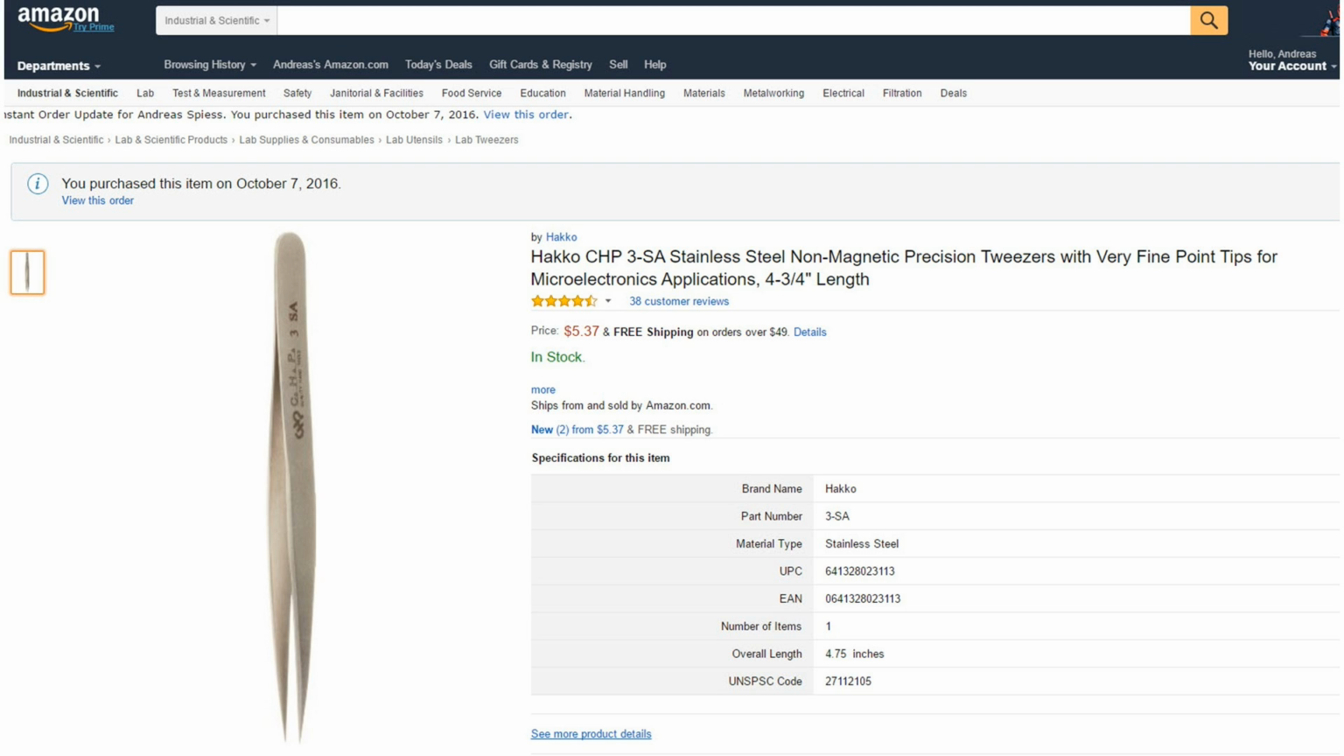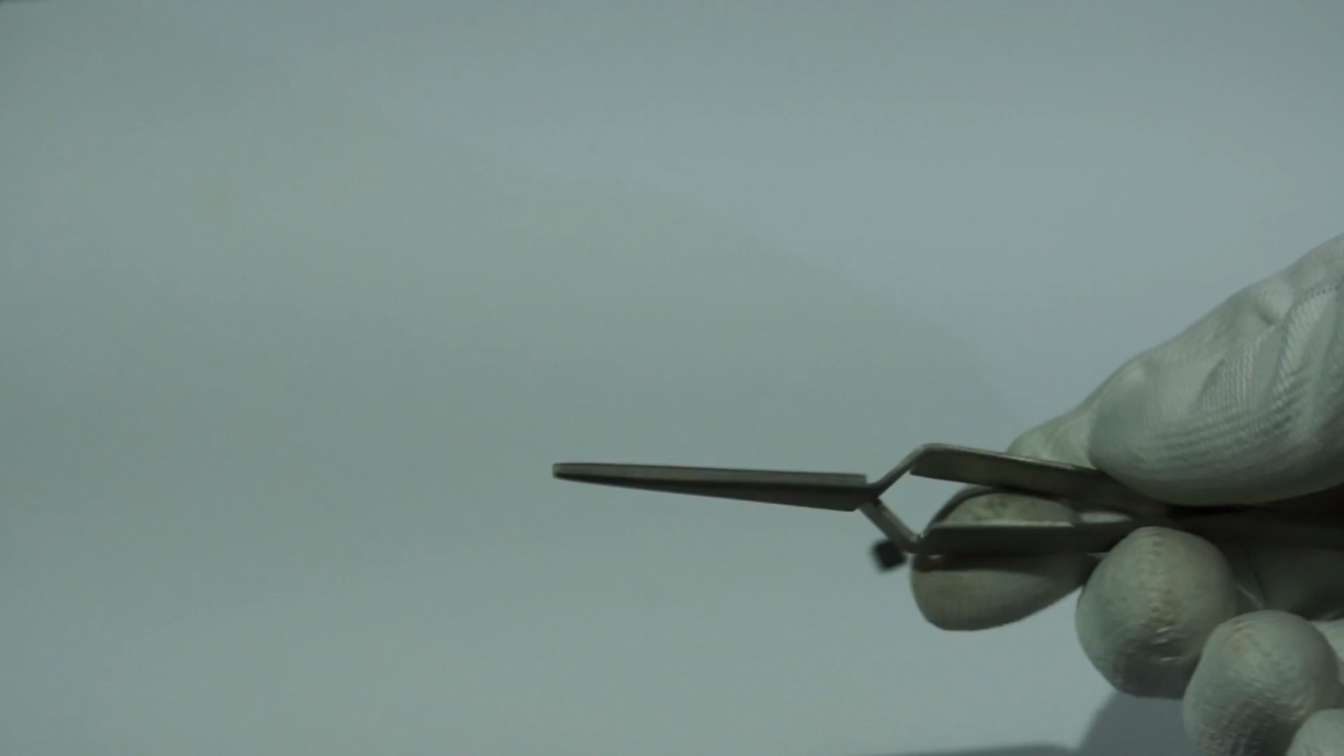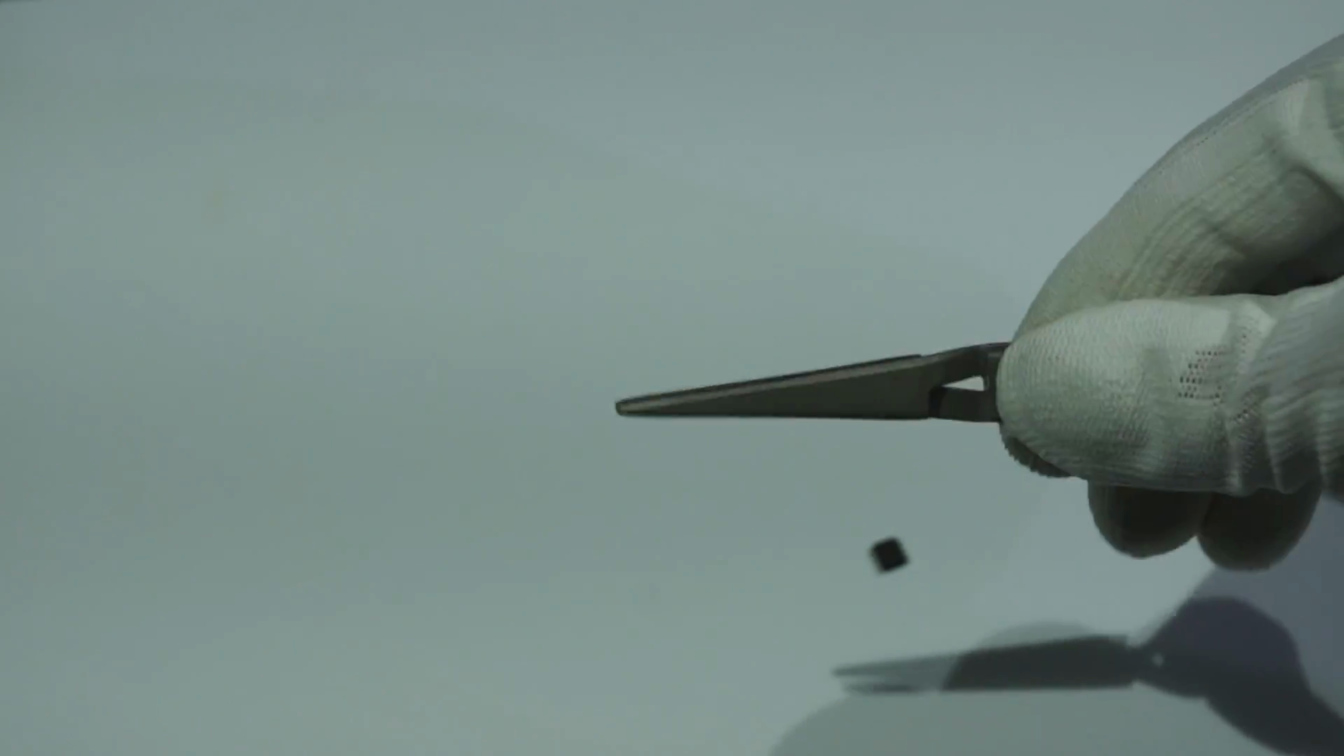Shame on me, but for the moment I do not find them. This is probably because I use them quite often. The second pair of tweezers I want to show to you are self-closing.